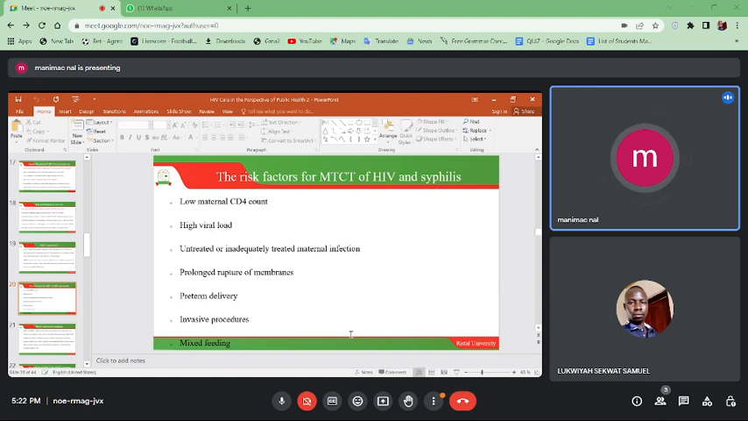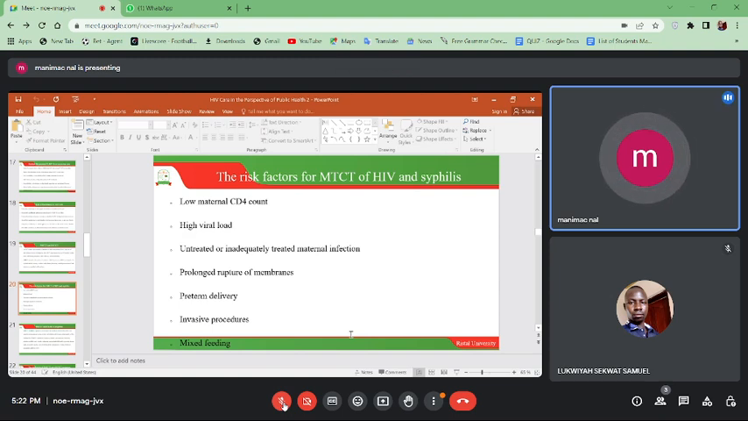I was told that because of the internet, we couldn't finish this entire process. I don't know exactly where we stopped, but we are going to catch up from here, continuing from the risk factors for mother-to-child transmission of HIV and syphilis. The continuing subtopic is looking at the risk factors. So, what could be the risk factors that a mother could possibly transfer HIV or syphilis to her child?